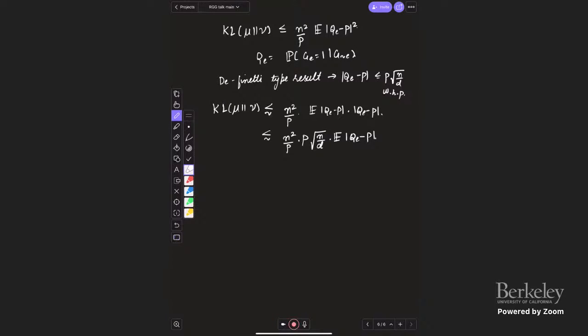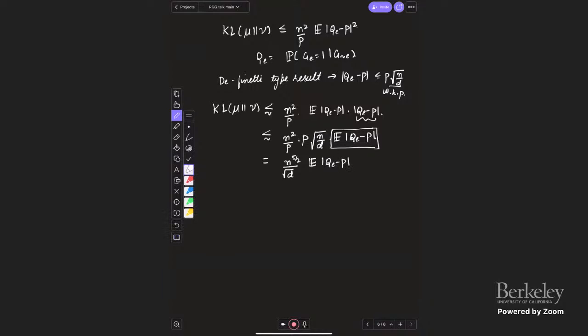Okay. So why did we do this? We just applied this concentration type result to one of the terms instead of both the terms. Why did we do this? Because we can actually write this as a closed form expression of total variation distance between two different measures. What are those measures? I'll describe in a bit. This is equal to n to the 5 over 2 over square root d expectation mod Q_E minus P.